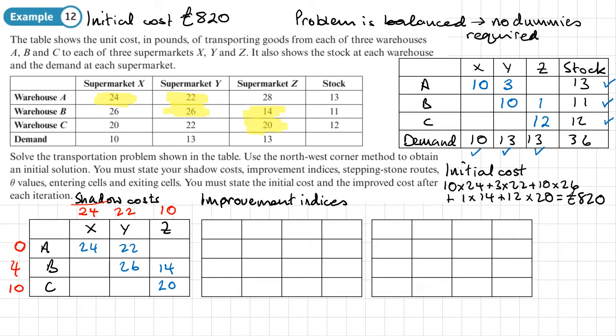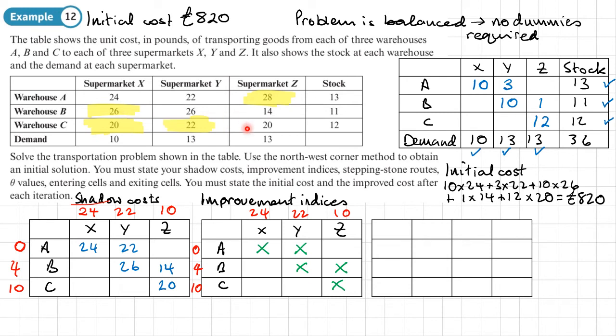Next, we're going to calculate our improvement indices. So we'll just get the table ready for that. And we'll also transfer across our shadow costs. And remember, now we move now to the unused cells. So maybe I'll just put a cross in the cells that I've used so that I know which cells that I'm going to be using.